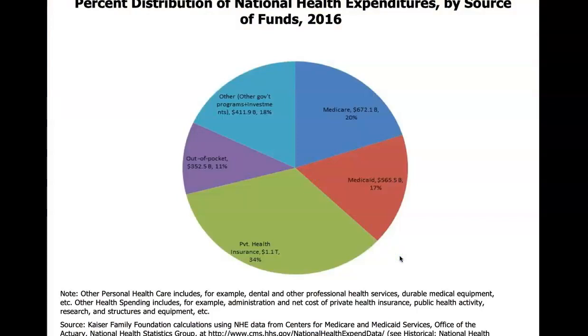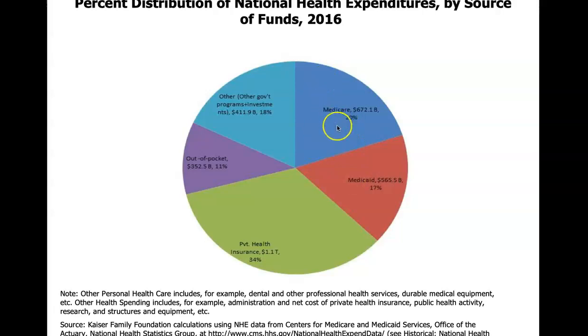So still looking at where the source of funds comes from, for 2016, we could see that 1/3 of all the expenditures for healthcare was paid for by private health insurance, and it amounts to about $1.1 trillion. That's 34% of the expenditures coming from private health insurance. The second and third biggest payer sources are Medicare and Medicaid. It's 20% for Medicare at $672.1 billion and 17% for Medicaid at $565.5 billion.